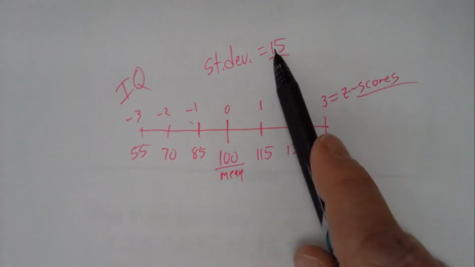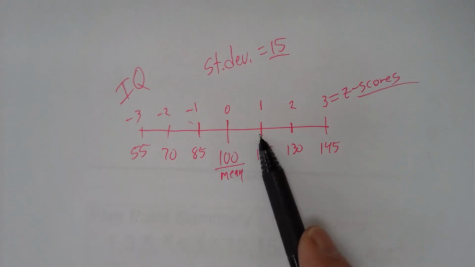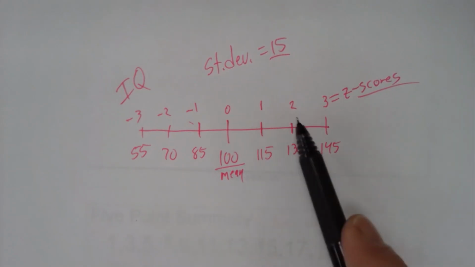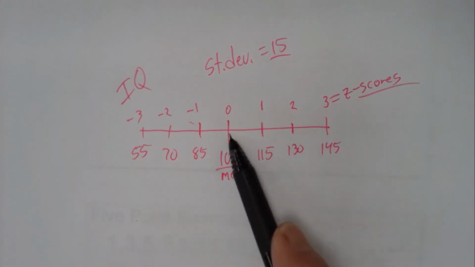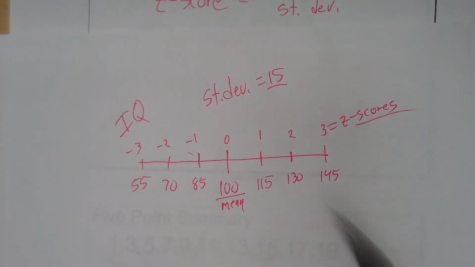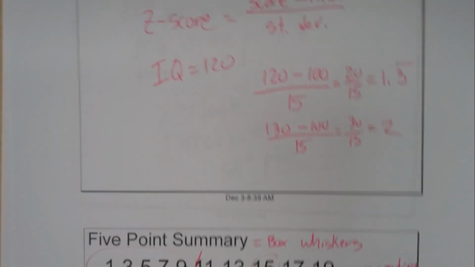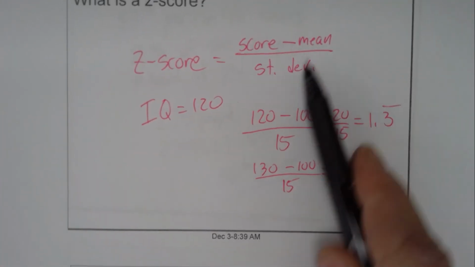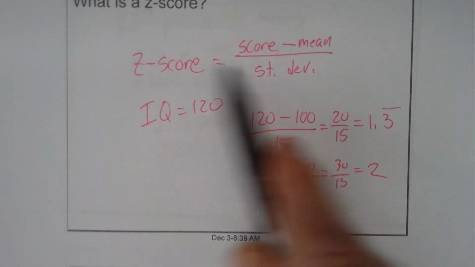So the standard deviation for IQ is 15, so we go over one space, that's 15, we go over another space, that's 30, or backwards spaces. And that's how these numbers up here represent the z-score. The z-score formula is score minus mean divided by standard deviation, and that tells you the z-score.